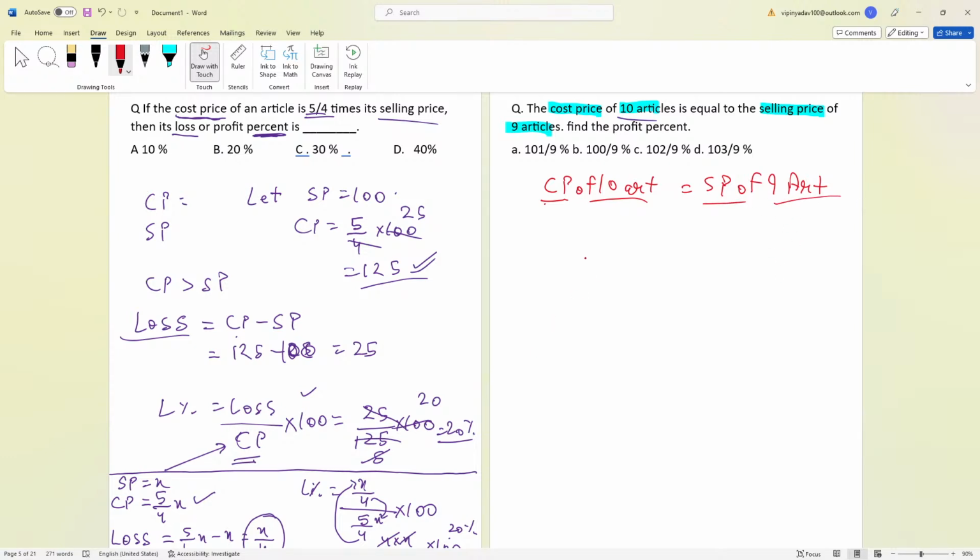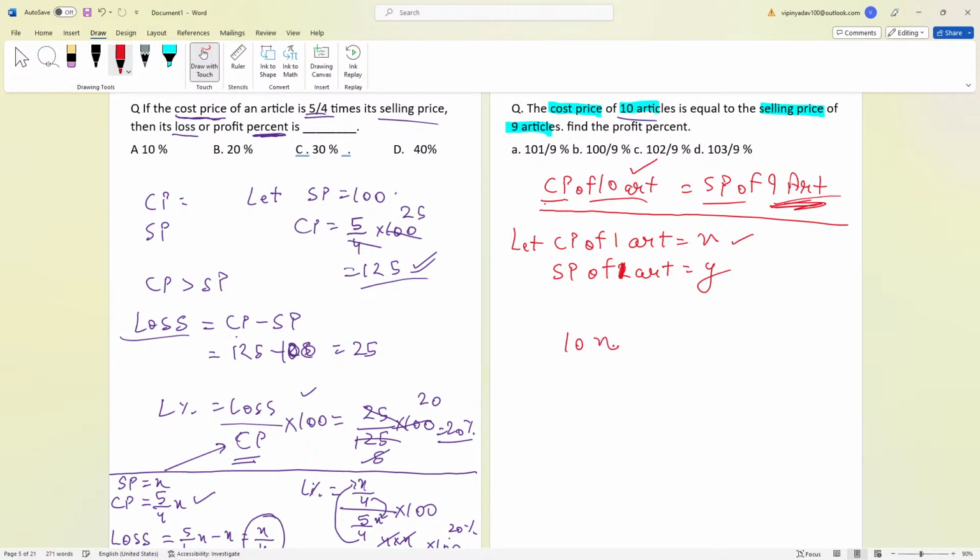We don't know. What is the selling price of one article? Do we know? No. So now let us assume, let the cost price of one article be X. And we will also assume the selling price of one article, on the right hand side, is Y. Now these are the cost price and selling price we have assumed. Can I now apply this condition? We know the cost price of one article is X, so the cost of 10 articles will be 10X. If the selling price of one article is Y, then the selling price of 9 articles will be 9Y. That is the equation we have got.